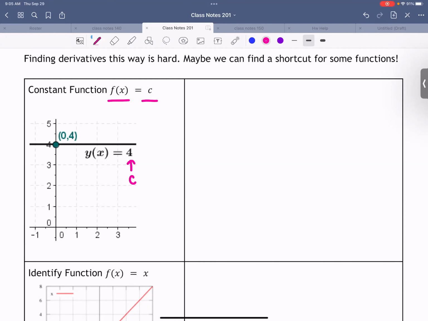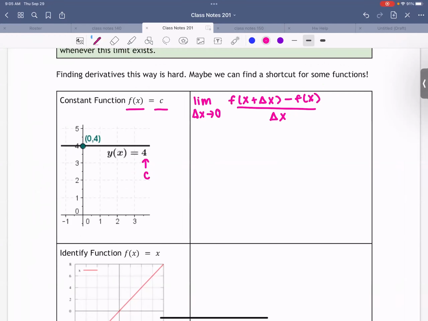Let's see if we can figure this out, okay? So we have the limit as delta x goes to 0 of f of x plus delta x minus f of x, over delta x. Okay. All right, so our function now is c, or in this case, 4, right? Let's figure out some of these values.